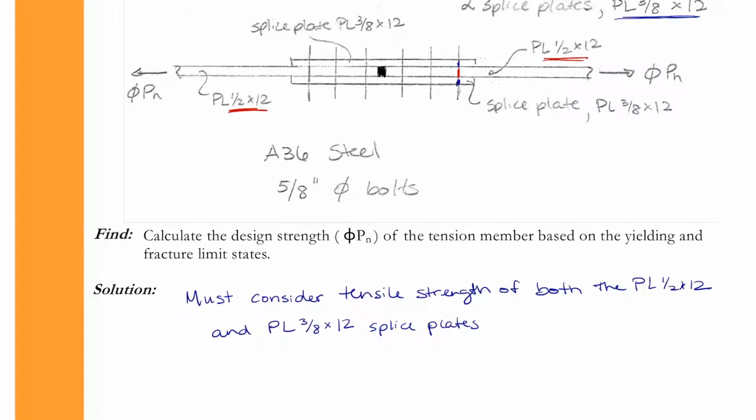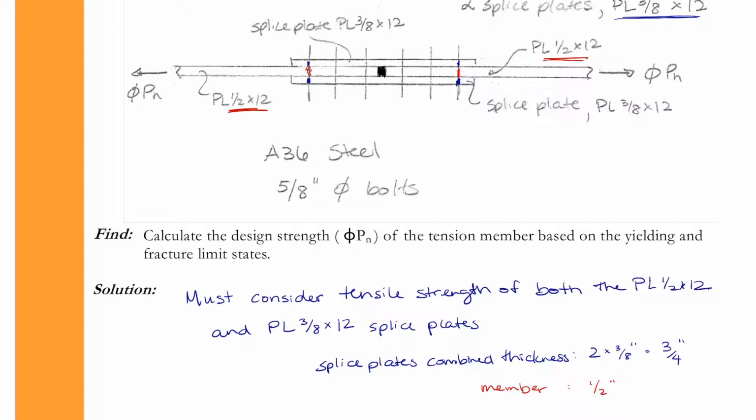Again, we rehash these distances. Here in the splice plate, we have 3/8 of an inch and 3/8 of an inch. So the combined thickness of the splice plates is 2 times 3/8 of an inch, and that is 3/4 of an inch, or 6/8 of an inch. Whereas our PL 1/2 by 12 only has one plate, and so our member is only 1/2 inch thick.